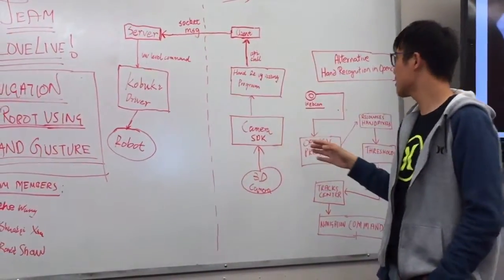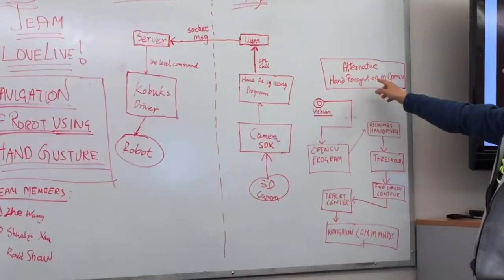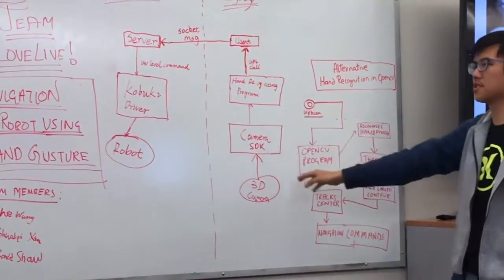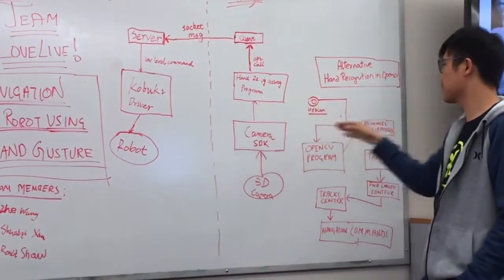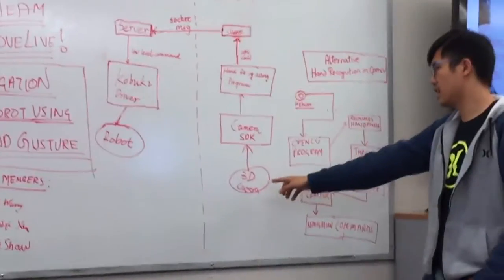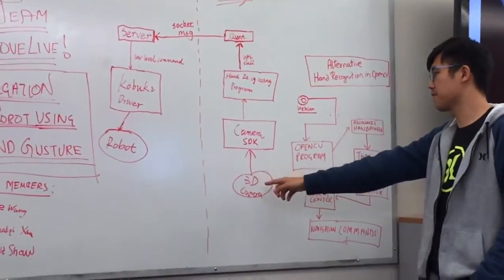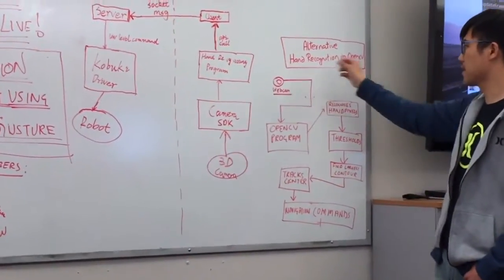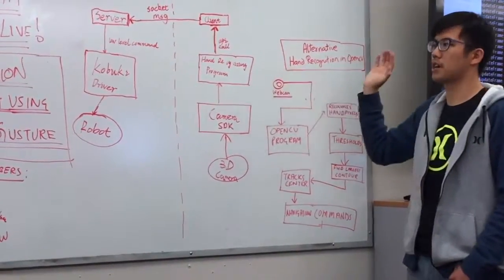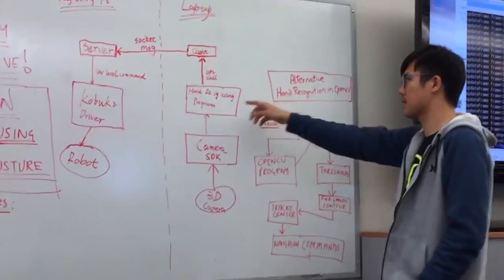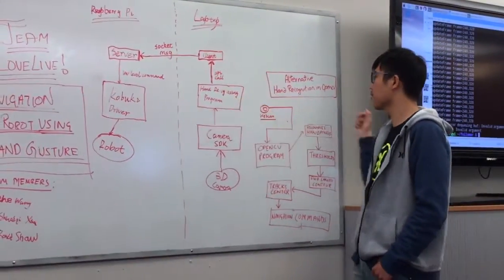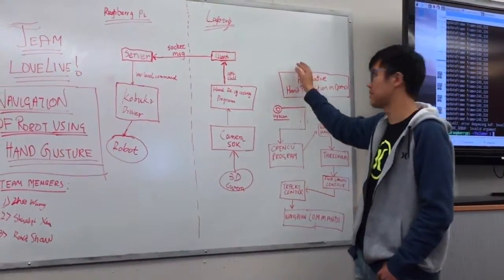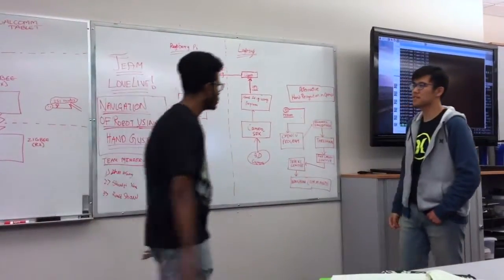So Ronit is responsible for an alternative approach. The difference between this approach and that approach depends on the hardware. We are using 3D cameras now, and we can use the webcam for the hand recognizing program, and he will explain this to you.